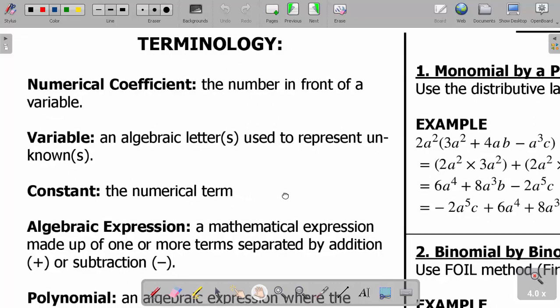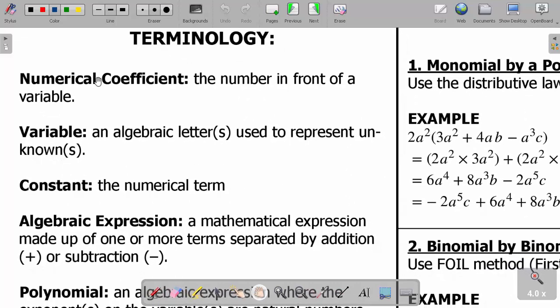Now, to start with, we have the terminologies which you use in algebraic expressions. One of them is called the numerical coefficient. Numerical coefficient, what is that? That's the number in front of a variable. So any number in front of a variable is called the numerical coefficient, like 2, 3, -4, and so on. So what is a variable? A variable is an algebraic letter used to represent an unknown. So we can use x, we can use y, we can use t, we can use p. Now all those letters representing unknowns are called variables. Okay, so the numbers in front of the variables we call coefficients.